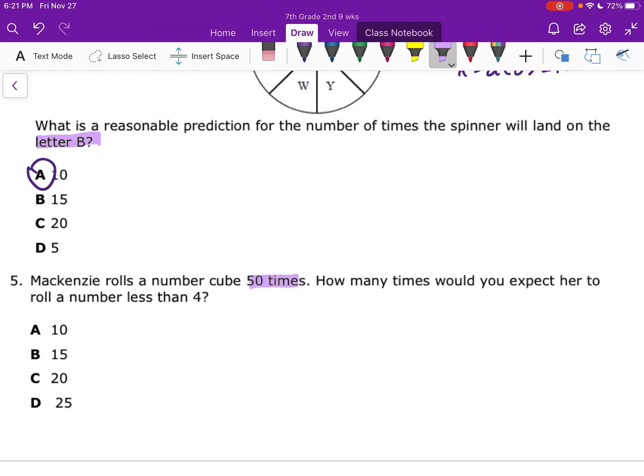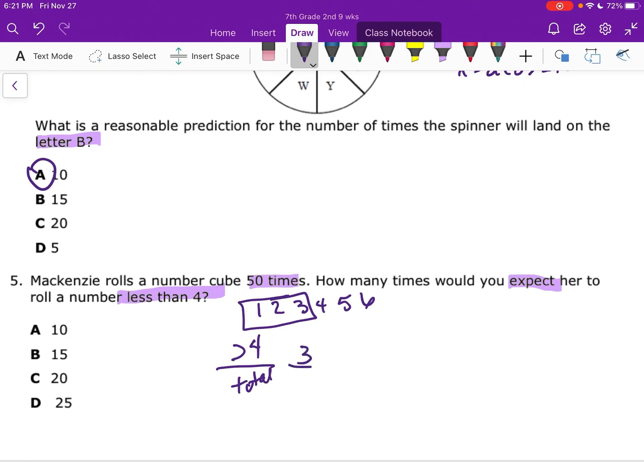She's going to roll the number cube 50 times. How many times would you expect for her to land on a number less than 4? Okay, so this is our sample space. Numbers less than 4. There's 3 of them, right? So less than 4 to total. So there's 3 out of 6 choices, and we want 50. I see that relationship's half, so half of 50 I know is 25.